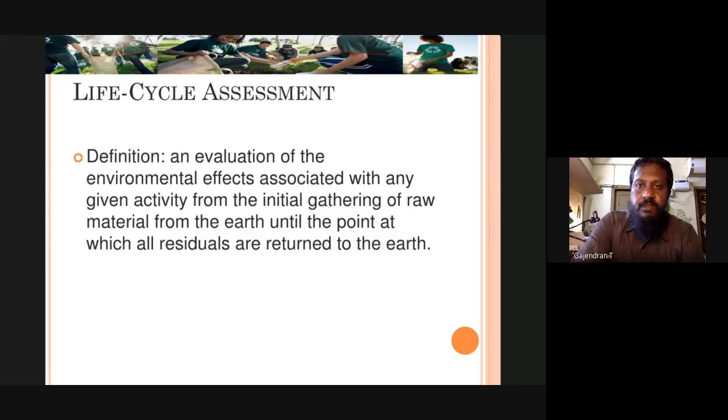One example of terminology used for life cycle assessment is cradle to death. What is the amount of energy required? Cradle is where we put babies, right? So it's from birth till death, cradle to death. What is the amount of energy required? So the definition and evaluation of the environmental effects associated with any given activity, from the initial gathering of raw material from earth until the point at which all residuals are returned to the earth.